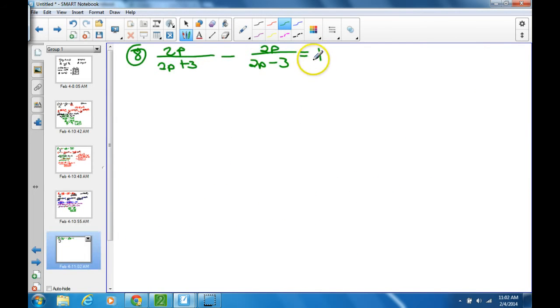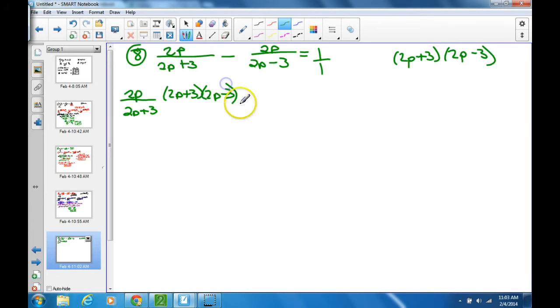Look at our denominators. What is our common denominator going to be? Yep, 2p plus 3 and 2p minus 3. Okay? So I need to multiply each of our terms by that. Okay? So go ahead and write that out. That's the first term.